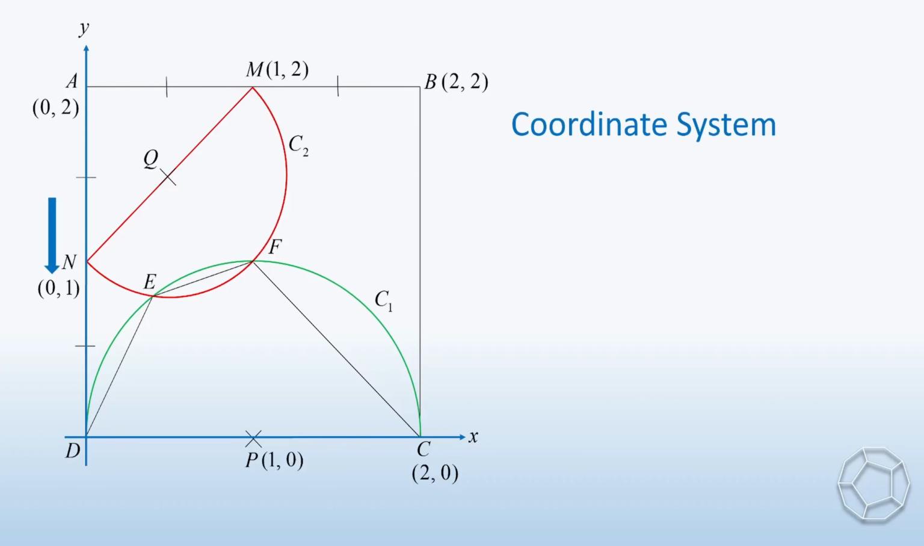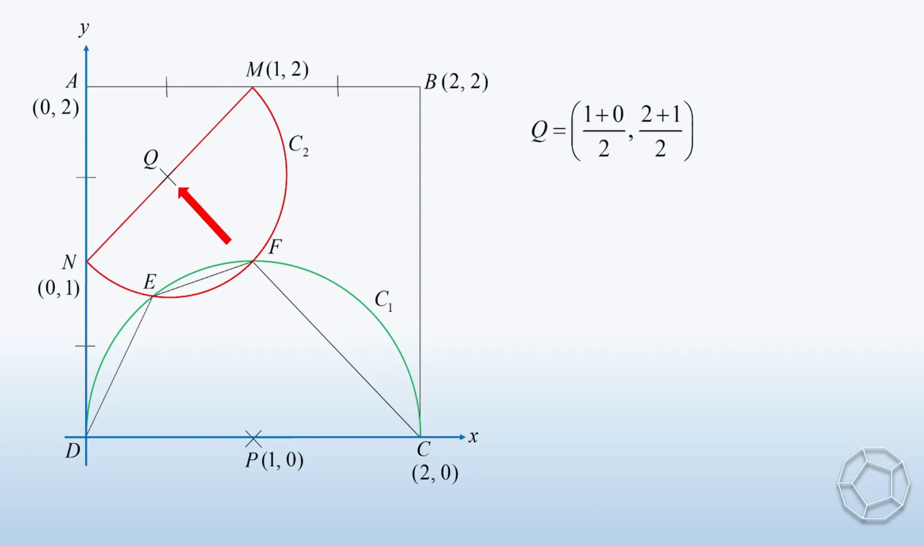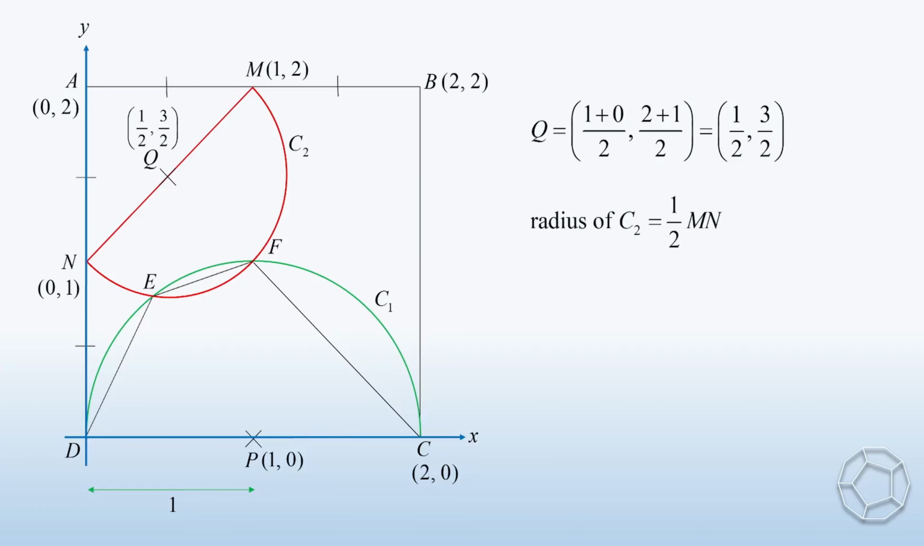Here, the center P is equal to (1, 0). For the center Q, it is the midpoint of diameter MN. Therefore, the coordinates are the averages of M and N, which are (1/2, 3/2). How about the radius? For the green semicircle, it is obviously 1. For the red one, the radius is equal to 1/2 times the diameter MN. We apply the distance formula. Therefore, the radius is equal to 1 over square root 2.